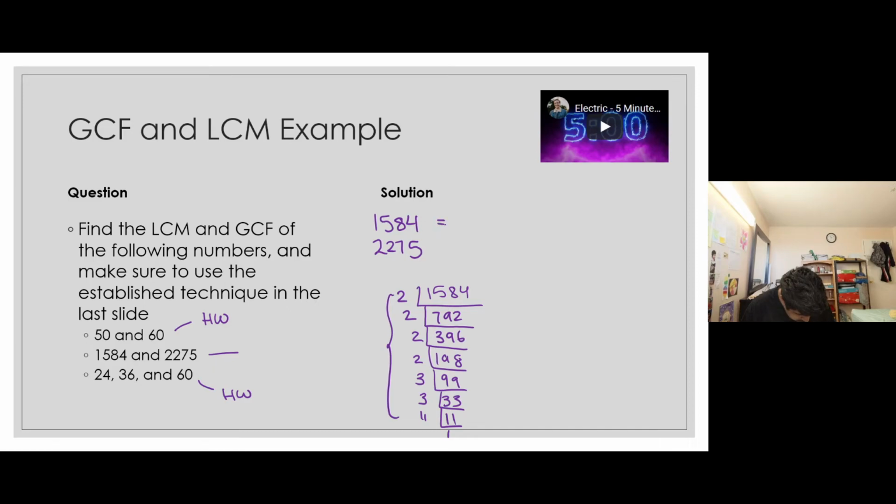So let's go ahead and throw them in. 2 to the power of 4 times 3 squared times 11. Let me check that quickly. Yup, that is correct. Okay. Let's also do 2275 here quickly. It's not even, and we can do a quick divisibility check for 3. So 2 plus 2 plus 7 plus 5 gives us a value of 16. It's also not divisible by 3. But we know it's divisible by 5 because this last number here is, of course, a 5, which means we're good to go. 2275 divided by 5 gives us 455.